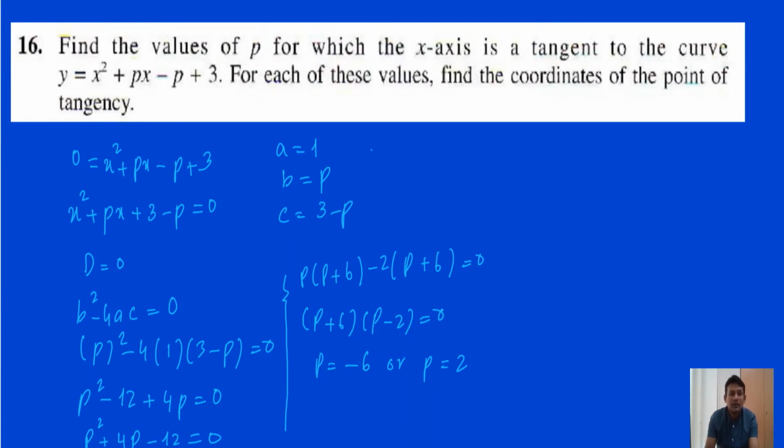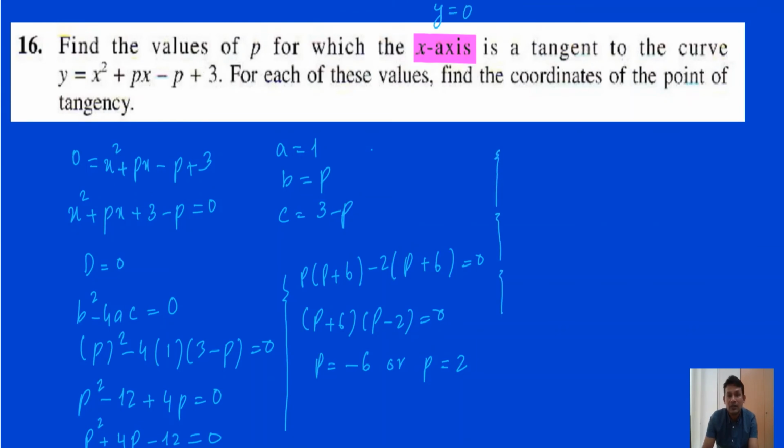Now find, for each of the following values, the coordinates of the point of tangency. Tangency means it's the turning point actually, but okay. And tangency means the tangent is on the x-axis. Remember, on the x-axis y is always equal to 0. Okay, let's see.